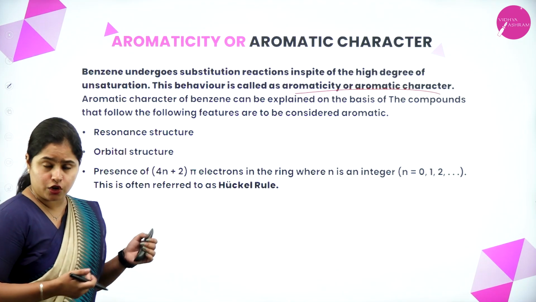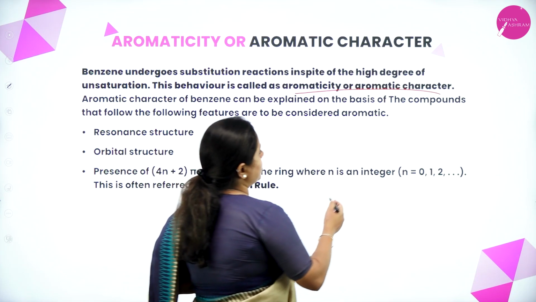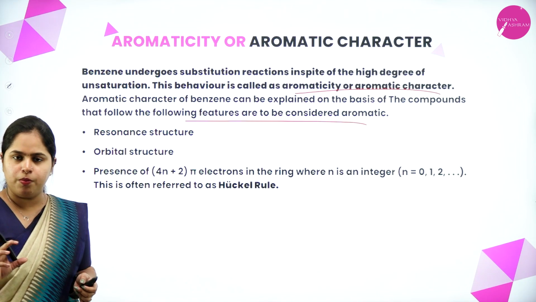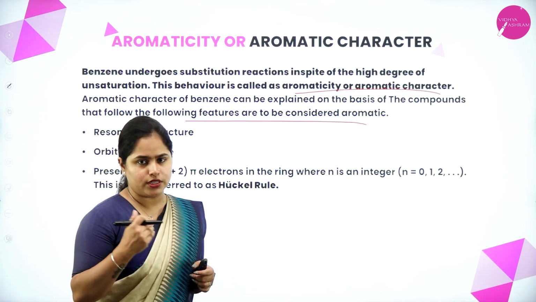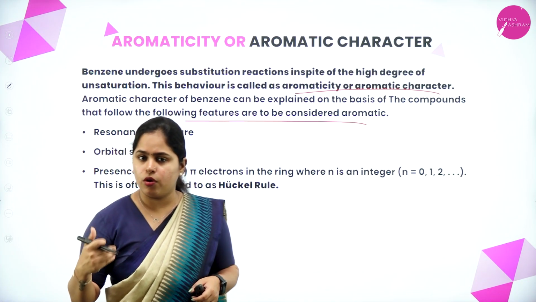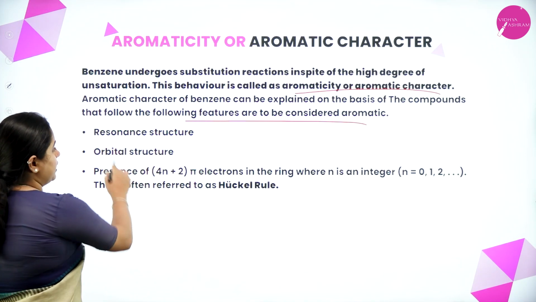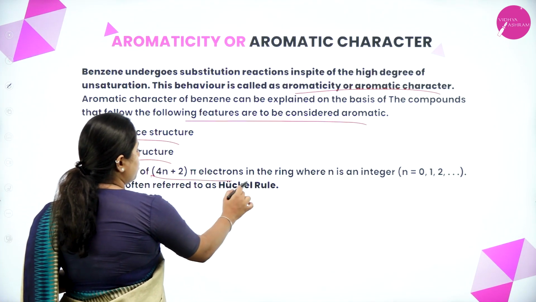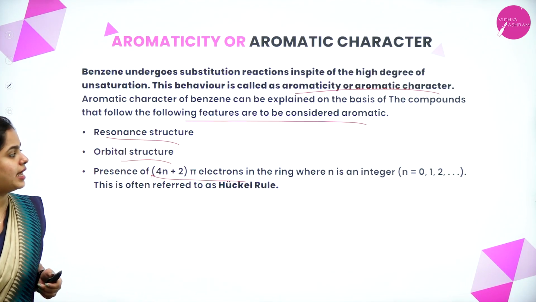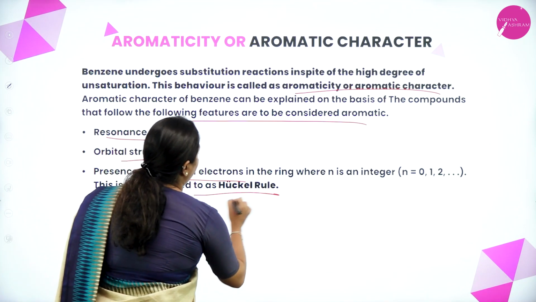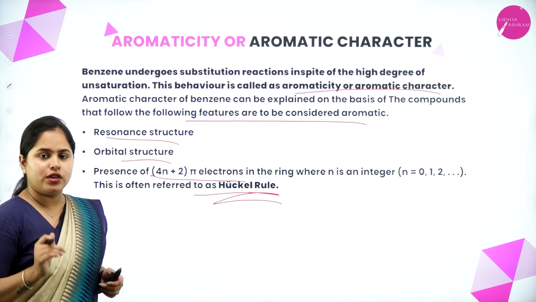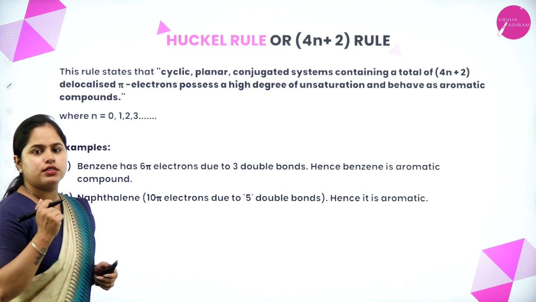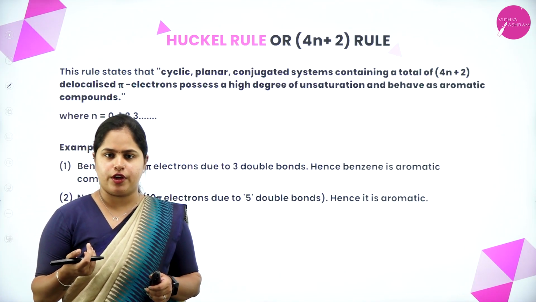The aromatic character of benzene can be explained on the basis of the compounds that follow the following features. If a compound has these features that we are going to discuss now, then we can say that this compound is aromatic. So let's see the resonance structure, the orbital structure, and the presence of 4n plus 2 pi electrons in the ring, where n is an integer, and this is called Hückel's rule. This is important, so let's understand in detail. First let us understand what is Hückel's rule, and then we'll move on to the conditions of aromaticity.